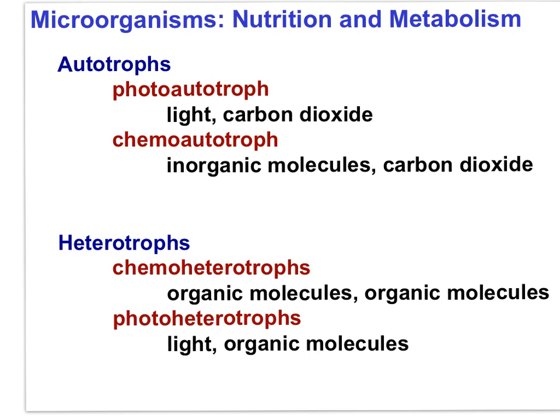There are 2 types of heterotrophs. Chemoheterotrophs derive their energy and carbon from organic molecules. There are microorganisms that use light as an energy source and organic molecules for their carbon because they cannot use carbon dioxide as their source of carbon. Spend some time studying the terms on this slide.